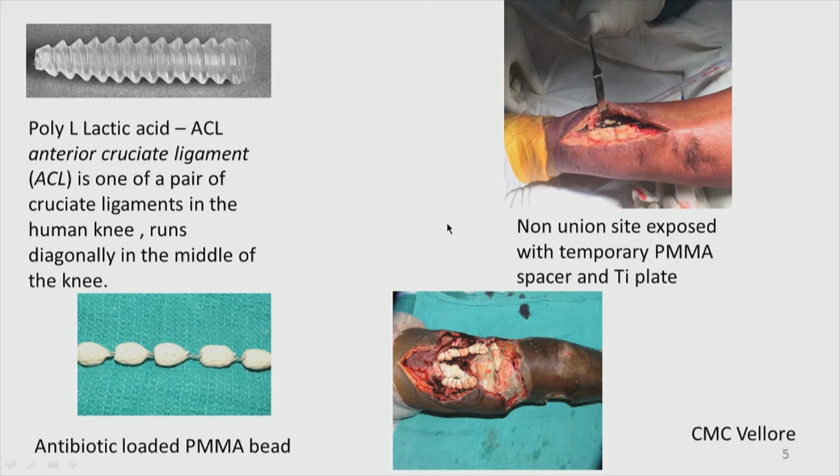Look at this. When there is a fracture and the bones are far apart, so the non-union site is exposed, temporarily they keep a polymethyl methacrylate spacer, and this is the titanium plate. You can see this polymethyl methacrylate, okay. And once it is healed, that polymethyl methacrylate spacer is removed.